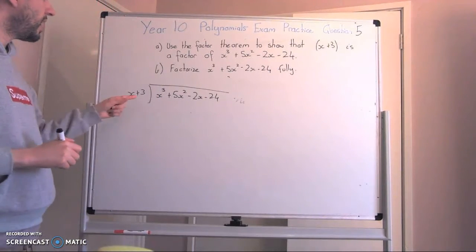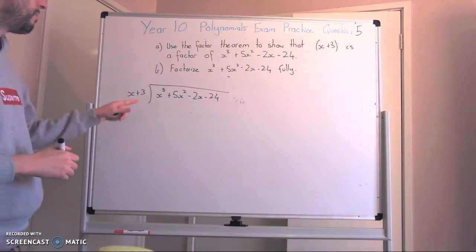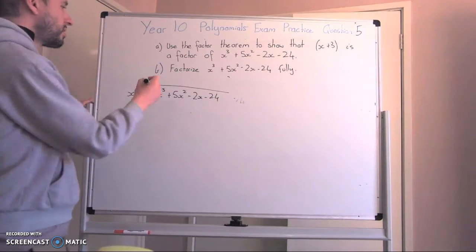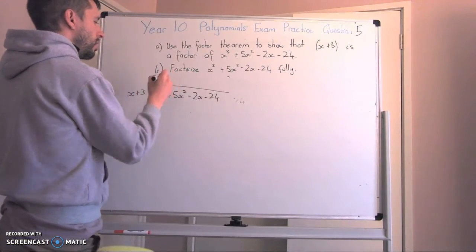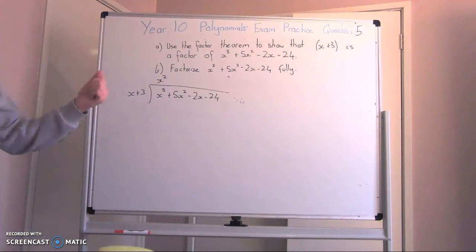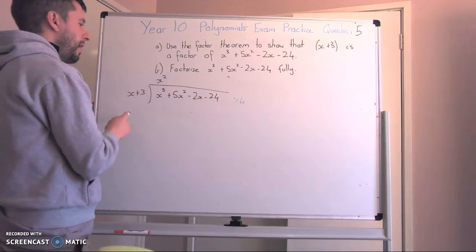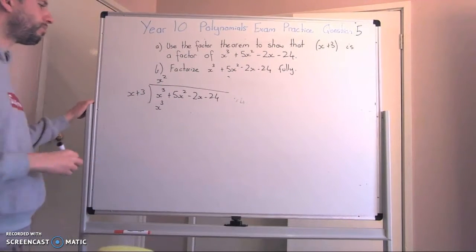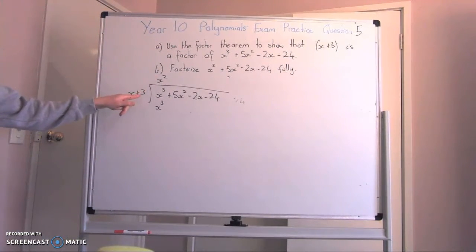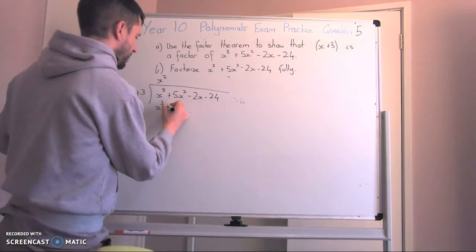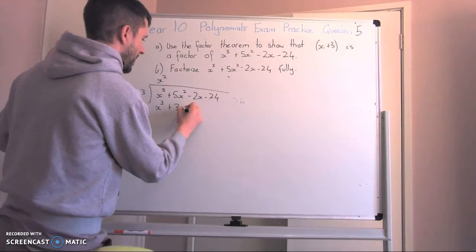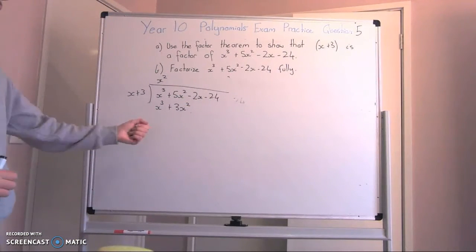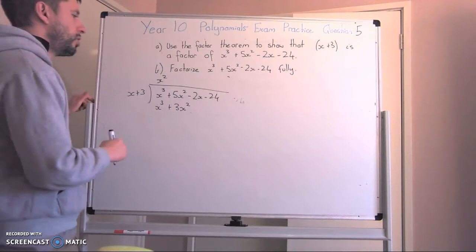Now the next thing I need to do is think about, if I've got x to the power of 3 and I'm dividing by x, it gives me x to the power of 2. And then I go backwards. x to the power of 2 times x is x to the power of 3. x to the power of 2 times 3 is positive 3x squared. Because remember, they are inverse, they are opposites, so we can always go back to check our answer.